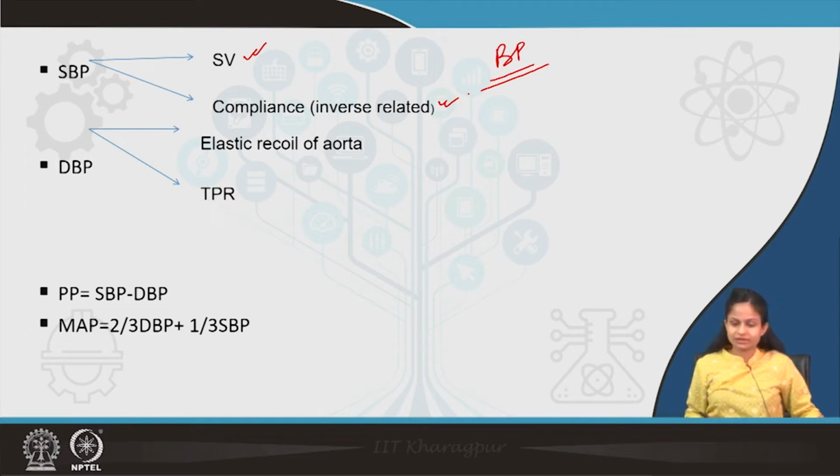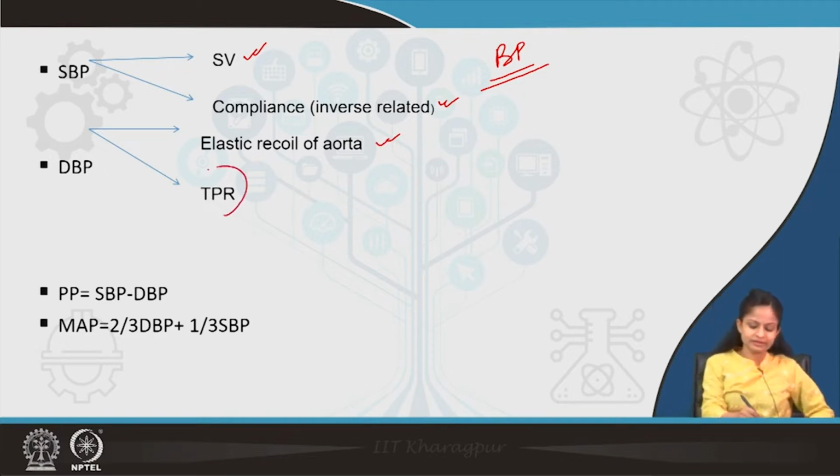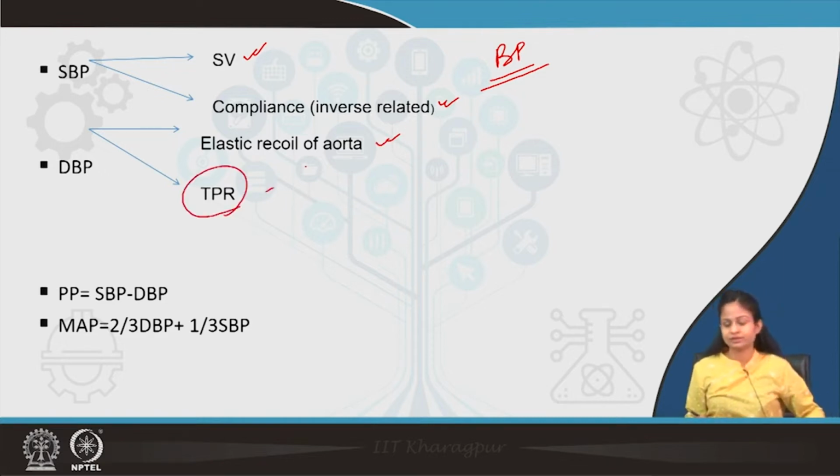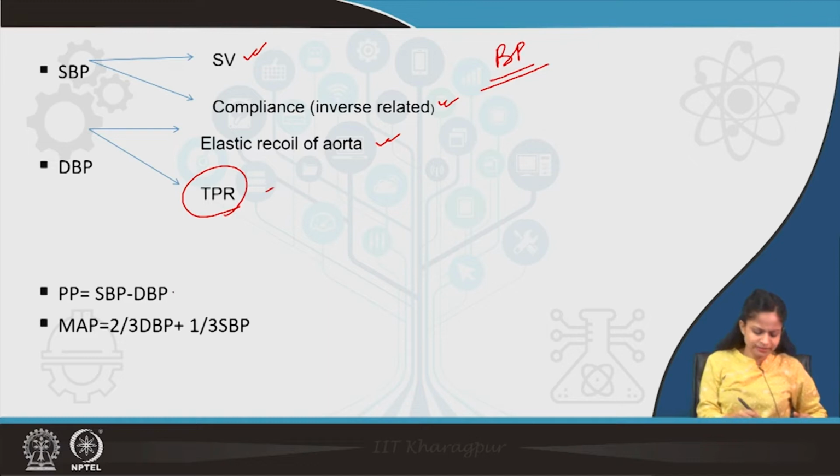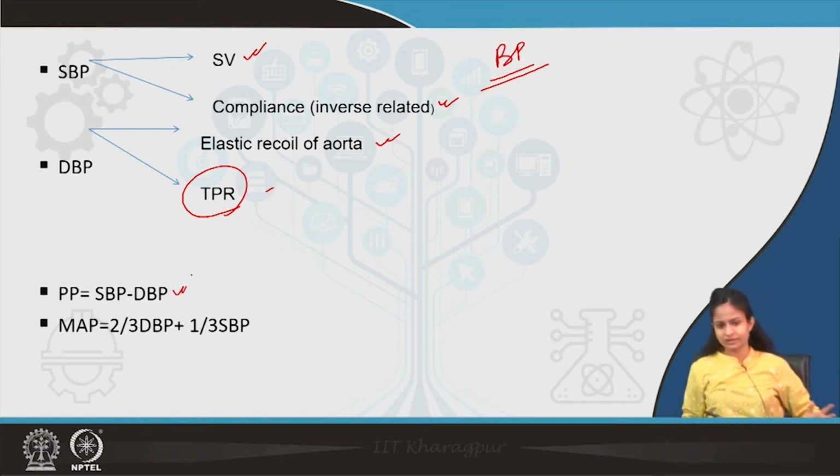Then we have the diastolic blood pressure. Diastolic blood pressure is the minimum blood pressure which is present during the diastole. So, here elastic recoil of aorta and total peripheral resistance, these two are the important factors which govern the diastolic blood pressure, you have to remember. Then we come across another entity known as pulse pressure. The pulse pressure is nothing but the difference between the systolic blood pressure and the diastolic blood pressure.